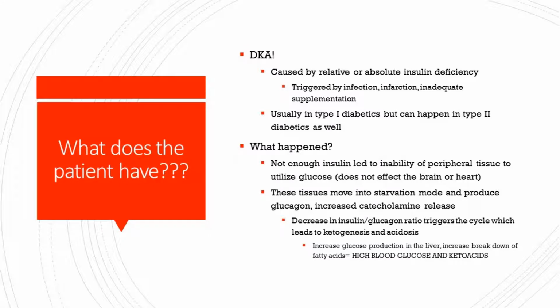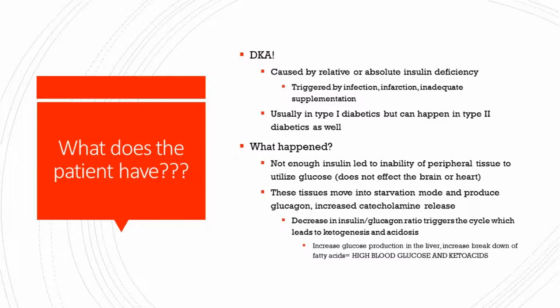Patients who have type 2 diabetes often have some insulin production, they just have an insulin resistance syndrome. So they will have enough insulin to make sure that they don't develop this cycle, but they can get other kinds of complications of diabetes, like hyperosmolar comas, which are typically much slower and have much higher glucose levels. This is typically in patients who have a relative or absolute insulin deficiency, so most likely type 1 diabetics, but it can sometimes happen in type 2 as well.